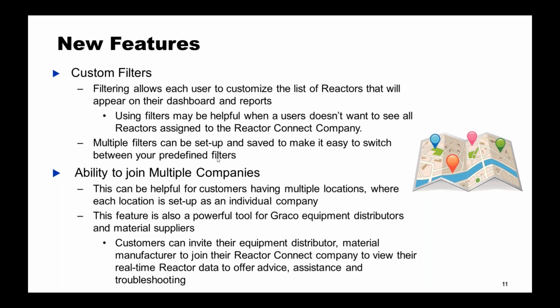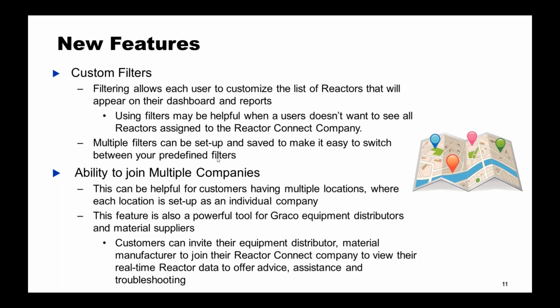So if you have a branch, say in Dallas and one in Austin and one in Houston, each one sets up a reactor account as an independent company. As an owner, I may want to have visibility to all those machines. So you can just join all 3 companies and be a member of each of those companies and still get visibility to all those machines.